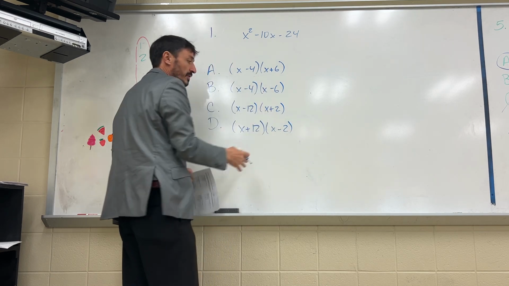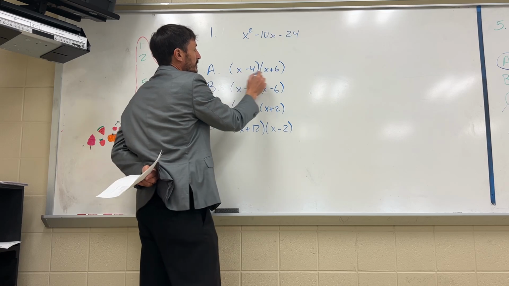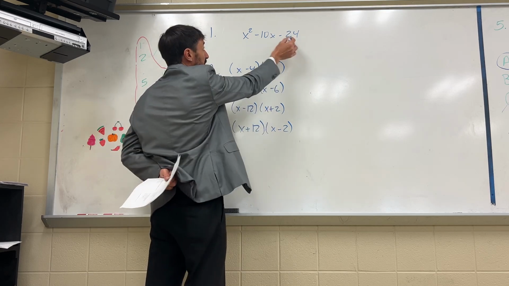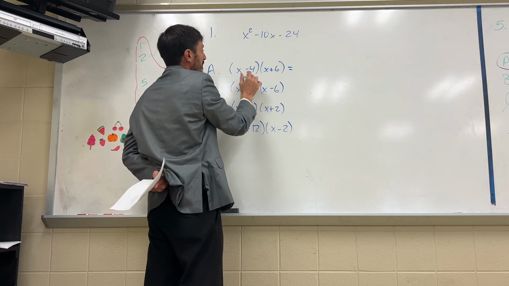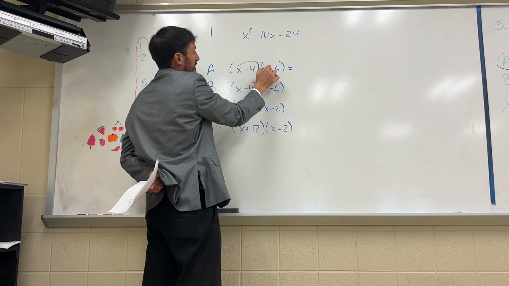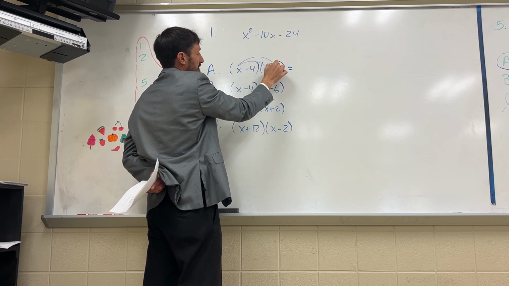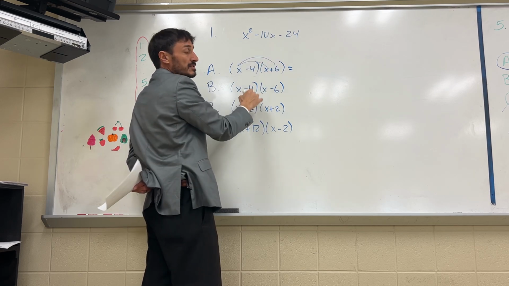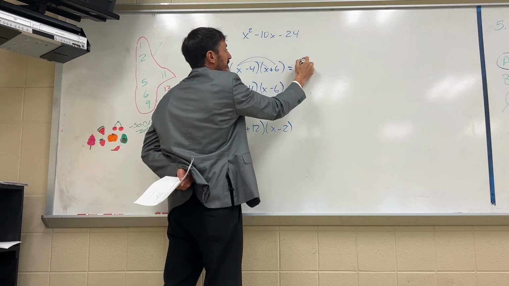Okay, so we have all 4 of these, and what we need to do is put each one of these together to see which one matches the top. Let's start with the first one. To do the first one, we have to FOIL this, guys. We have to do x times x times 6. Let's do these two. Remember, x times x is x squared.